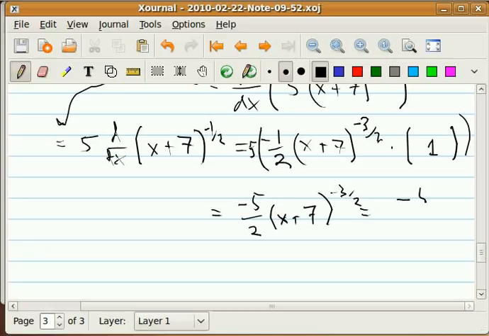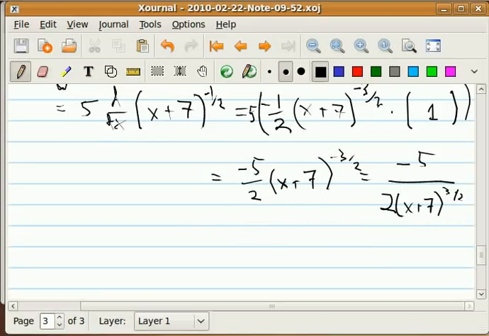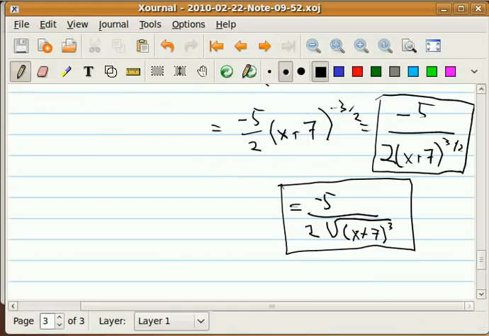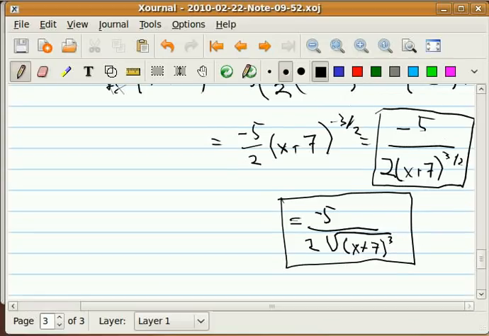You can also write it as negative 5 over 2 times x plus 7 to the 3/2 power, which in turn is going to be negative 5 over 2 times the square root of x plus 7 cubed. And WebAssign should probably accept all of these, but this one's certainly okay, and this one would probably be good too. Either of these it should accept. I would imagine if there's a preference it's the last one, but typically we don't like to leave powers negative in a final answer. So anyway, those are okay.